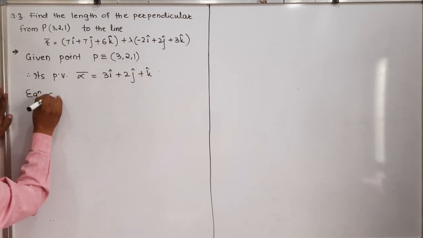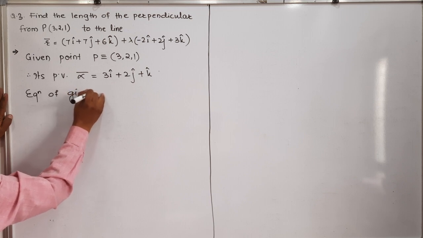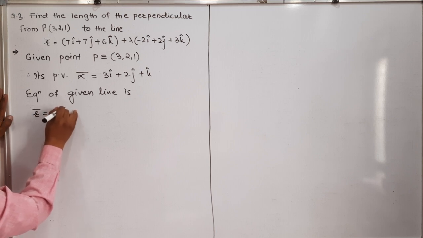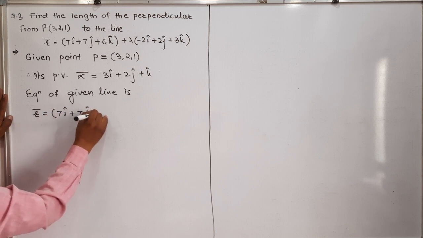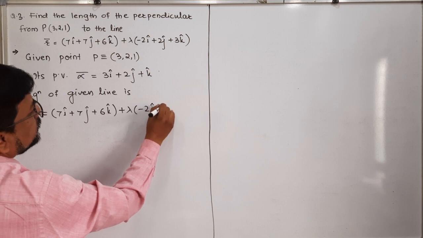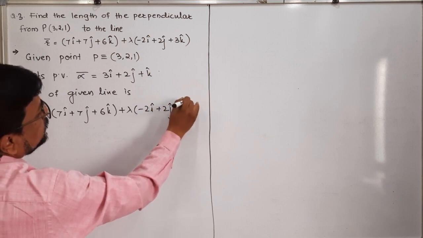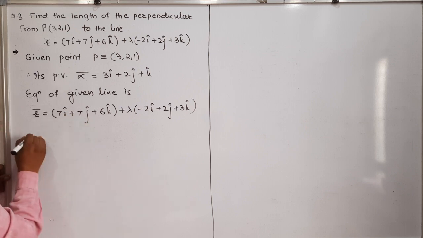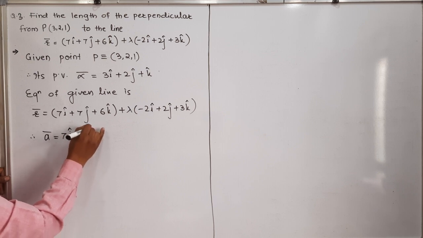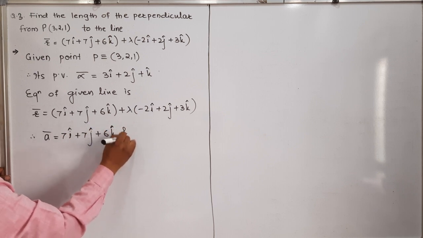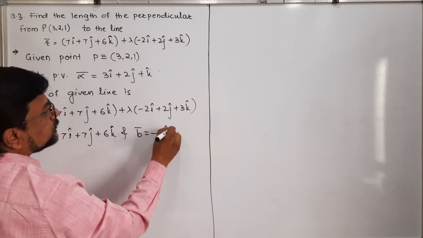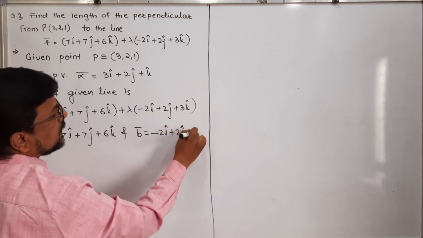Equation of given line is r vector is equal to 7i cap plus 7j cap plus 6k cap plus lambda into minus 2i cap plus 2j cap plus 3k cap. Therefore, A vector is equal to 7i cap plus 7j cap plus 6k cap, and B vector is equal to minus 2i cap plus 2j cap plus 3k cap.